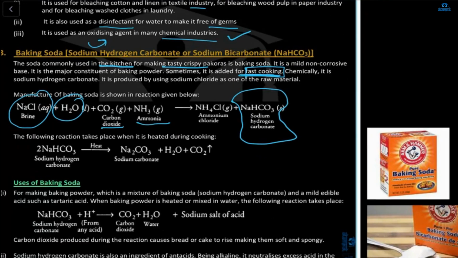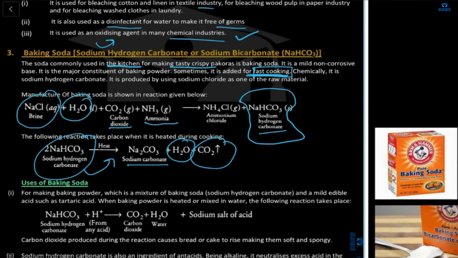And further, if we use this baking soda in our kitchen, for making any crispy food item, and if we heat this baking soda, what will happen? It will form three products. First is sodium carbonate, and then water and carbon dioxide will evolve. So baking soda is mainly used in our kitchens, and these are the two equations, so you have to remember this.